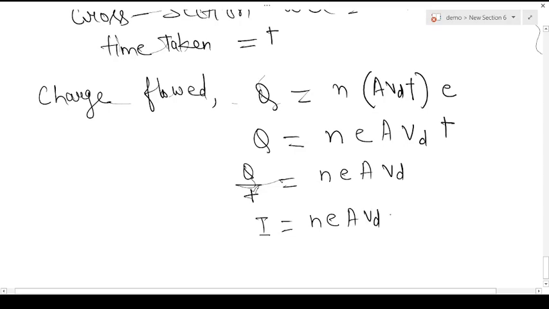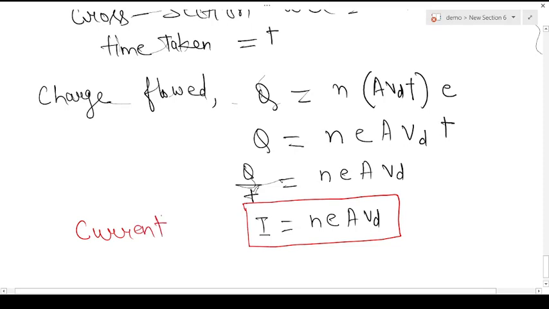Here the current is represented in terms of the electron density, the electron charge, the cross sectional area, and the drift velocity. So this is another formula, another way in which we can write the electric current.